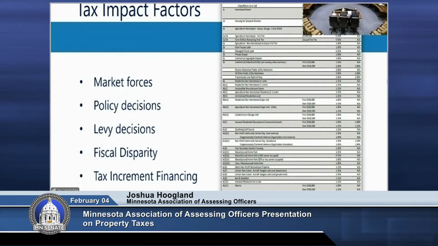Market forces in the real estate market, how those are reacting in different sectors, are part of that equation. Policy decisions by this body here are part of that. Levy decisions from the local government, the taxing authorities, are part of that change. And then other areas that are less assessor areas, but important as well, are fiscal disparities. We have a lot of communities within Hennepin County that are converting from historically agricultural communities to developed communities, and they're discovering fiscal disparity impacts now. And then tax increment financing decisions by local jurisdictions.